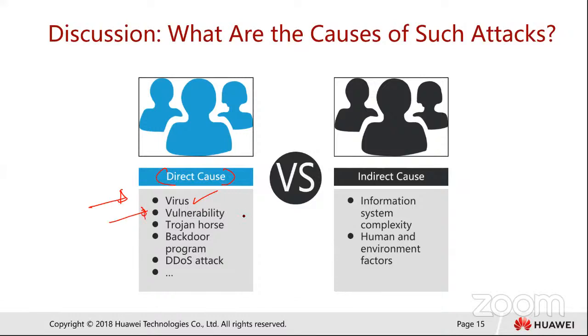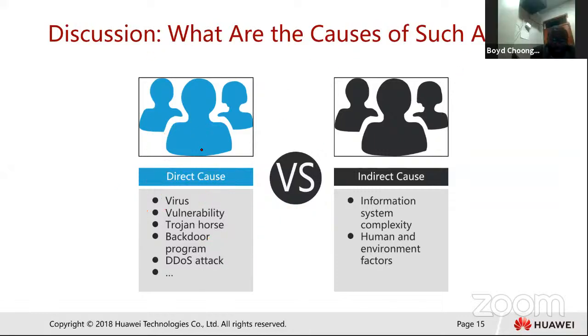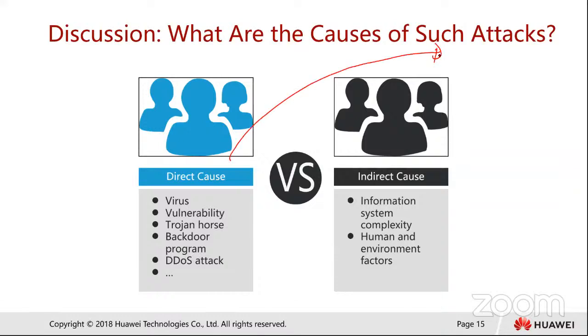There's a vulnerability. A vulnerability, we said, is a weakness in a system. If the vulnerability is there, hackers will exploit that vulnerability and they'll be able to access your information. The Trojan horse and the backdoor program, and also the distributed denial of service attack. These are some of the direct ways that can cause such attacks.